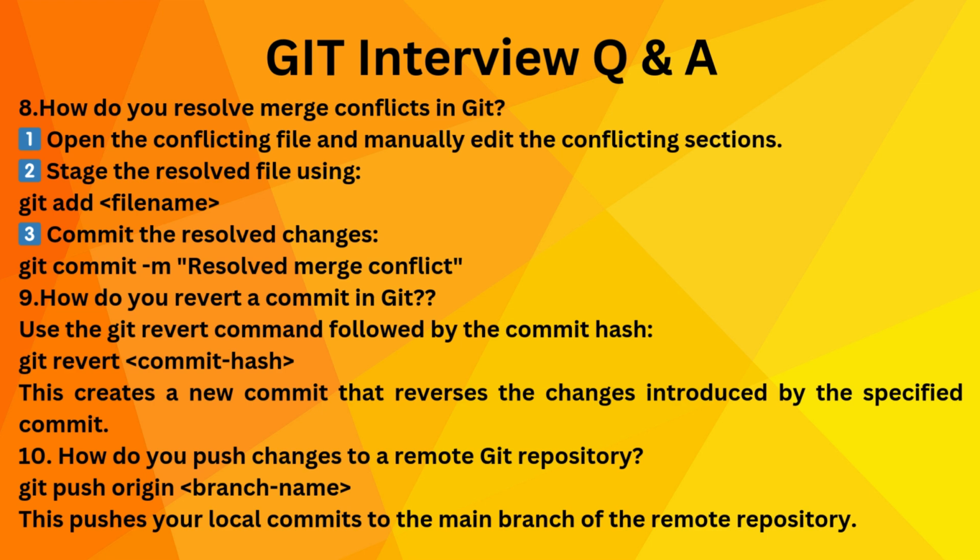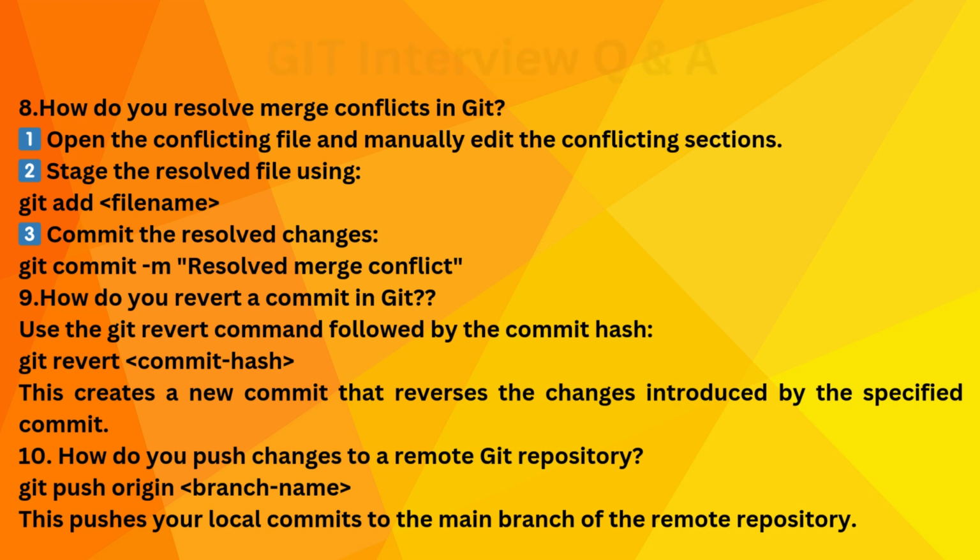How do you push changes to a remote Git repository? Use git push origin branch name. For example, git push origin main pushes your local commits to the main branch of the remote repository.